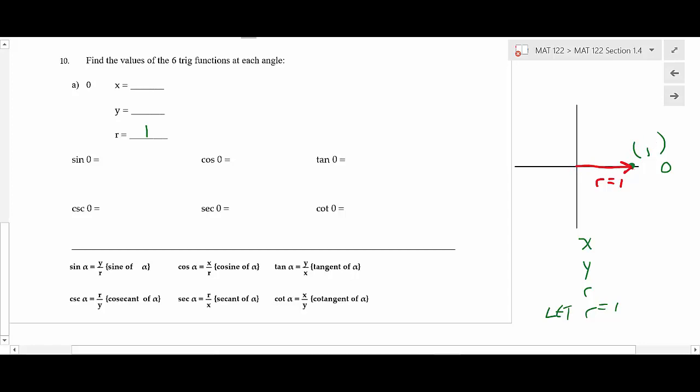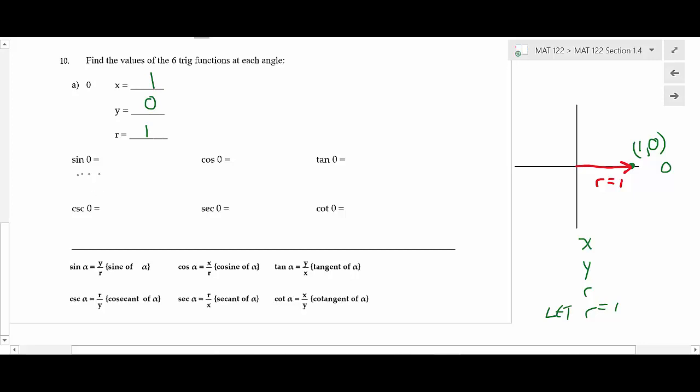So x is how far over you are, y is how far up you are. So think about this. What would x be? Yeah, x would be 1, since you're over 1. What would y be? 0, because you're not up at all. So what we would have is x is 1, y is 0, r is 1. Okay, and that would be the idea.